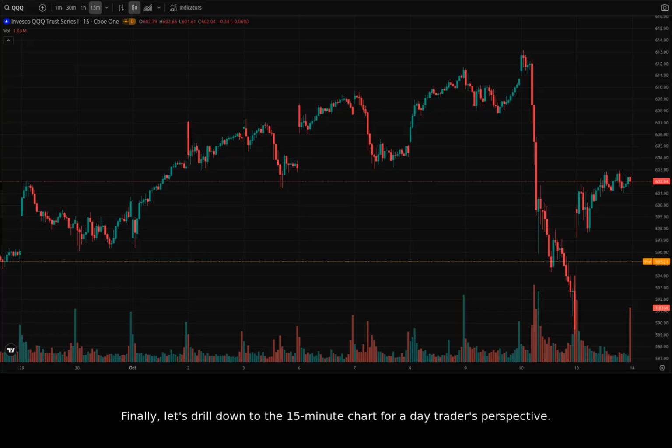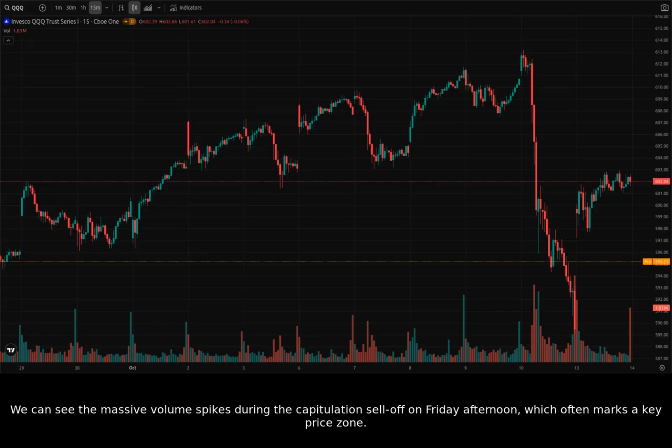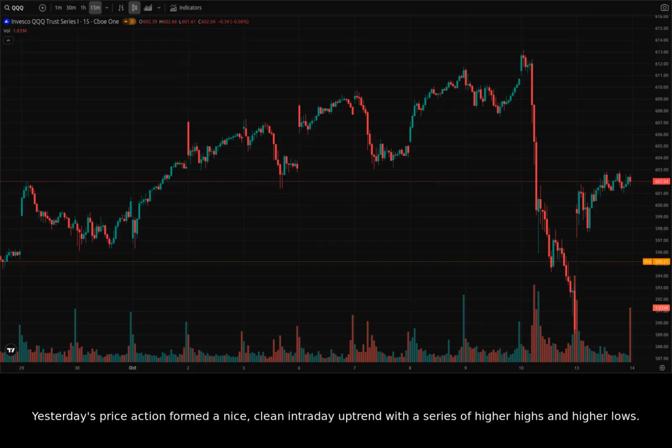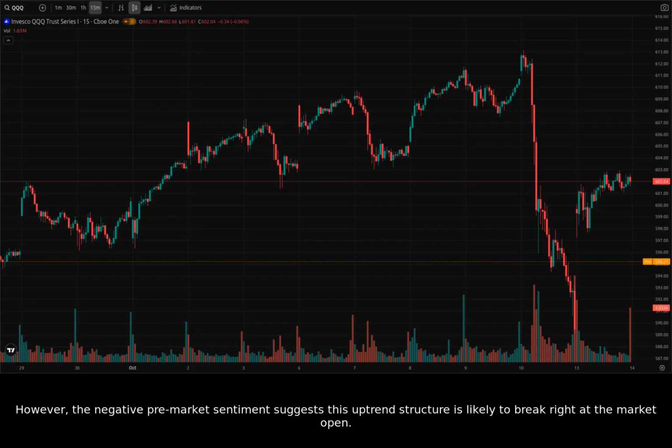Finally, let's drill down to the 15-minute chart for a day trader's perspective. We can see the massive volume spikes during the capitulation sell-off on Friday afternoon, which often marks a key price zone. Yesterday's price action formed a nice, clean intraday uptrend with a series of higher highs and higher lows. However, the negative pre-market sentiment suggests this uptrend structure is likely to break right at the market open.